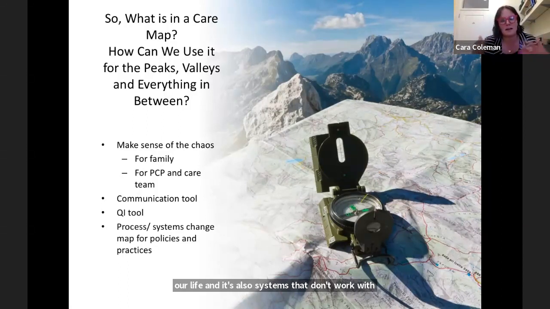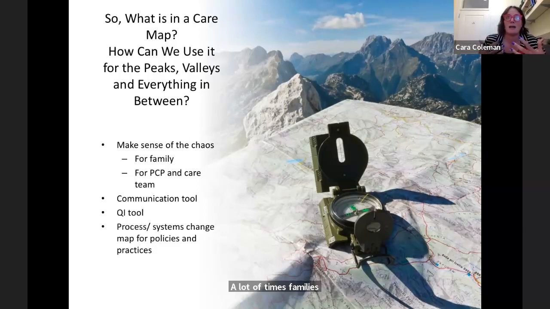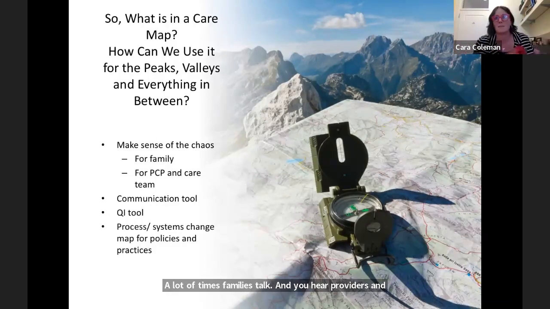And, beating a dead horse here, I really think that these care maps can help to bridge gaps. A lot of times families talk, and you hear providers and clinicians of all kinds saying they're talking about X, but we need to be talking about Y.